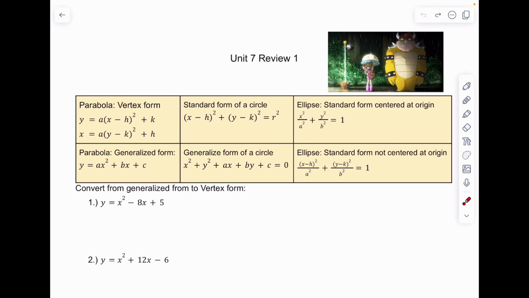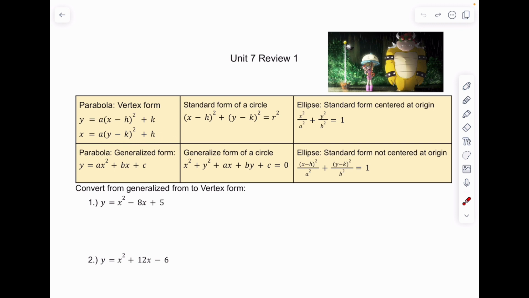In the vertex form, you want to pay close attention to where your x's and your y's are, because with the first one, where y equals a lot of stuff, you're going to get a happy face or a sad face, and for the x equals a bunch of stuff, you're going to get a sideways face.